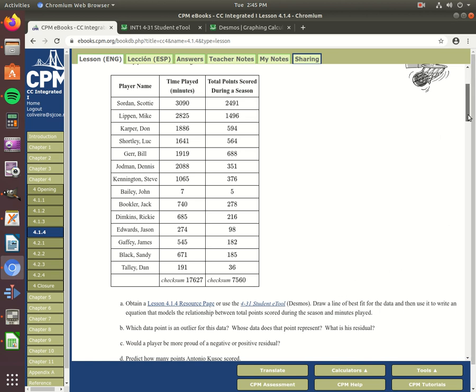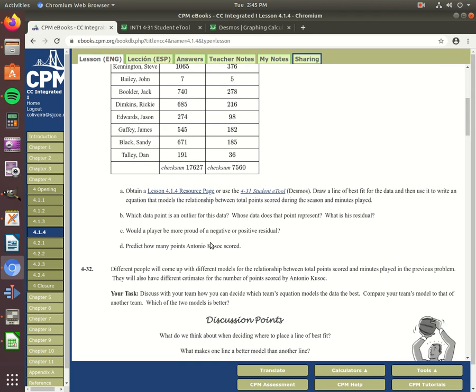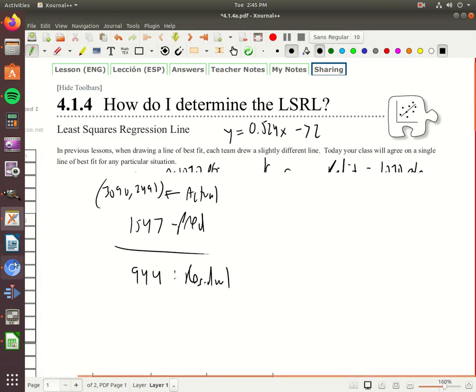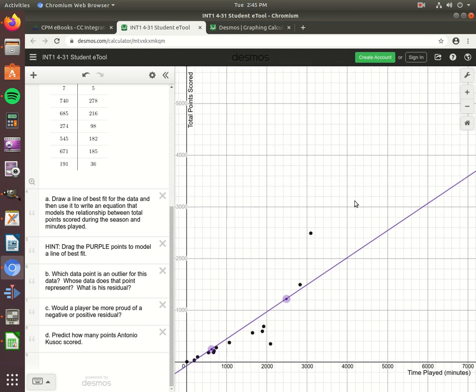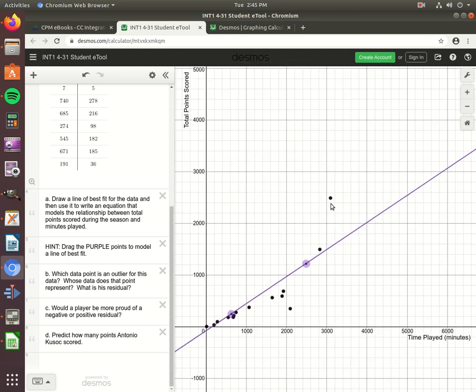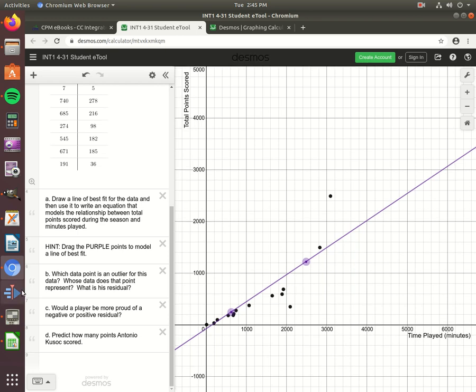It says, would a player be more proud of a negative or positive residual? Well, probably a positive residual, right? A positive residual only means that they scored more points than we predicted. So Jordan's probably happy about the fact that he scored 944 more points than we predicted. Here's his actual, here's prediction. Again, it's above, so it's positive. Whoever this guy is had a big negative residual, right?